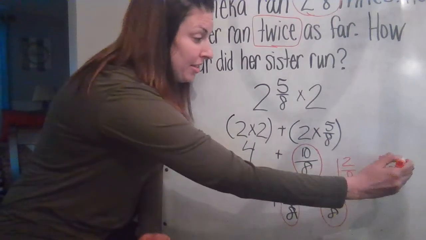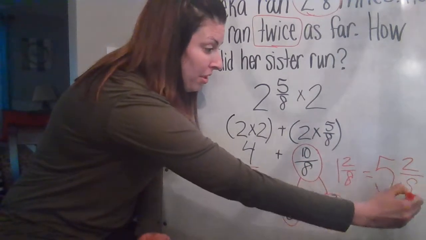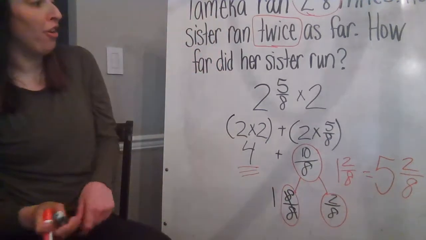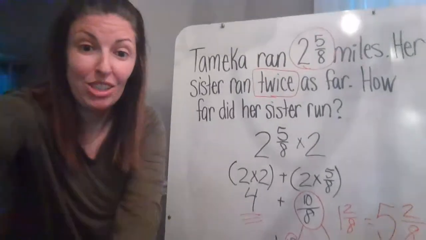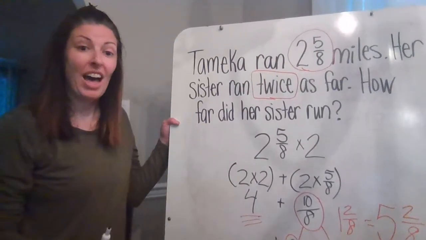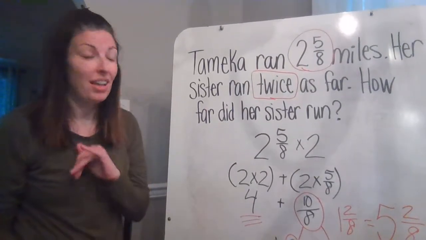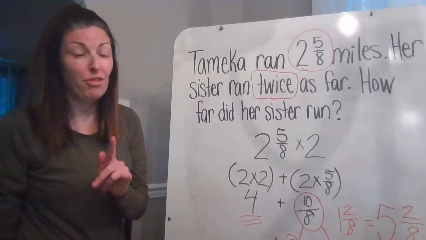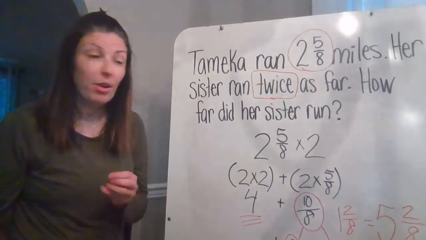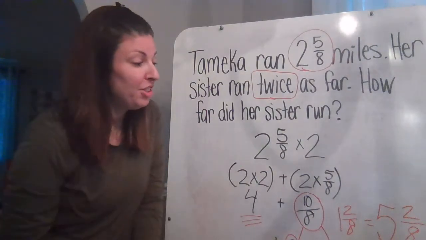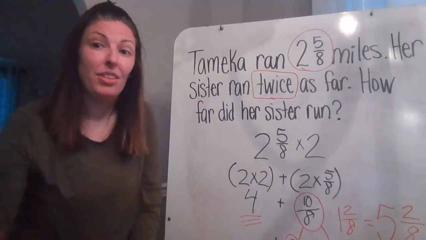and my 2/8. So how far did Tamika's sister run? Tamika's sister ran 5 2/8 miles. But for those of us who know how to simplify or reduce it, did you get a different answer?